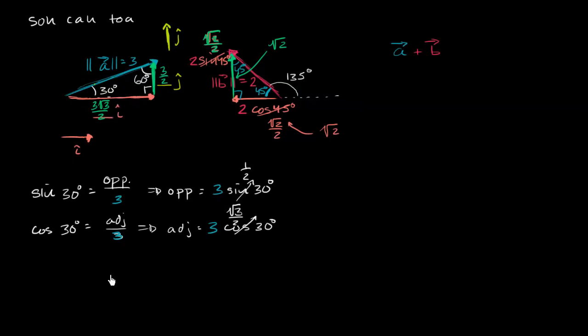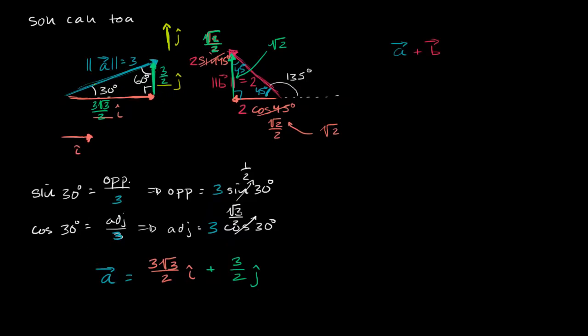So vector A, we can write as 3 square roots of 3 over 2 times i. That's this vector right over here. We've scaled up the i unit vector by 3 square roots of 3 over 2, plus 3 halves times j. This right over here is a scaled up version of the j unit vector. And if you add this orange vector to this green vector, you get vector A.